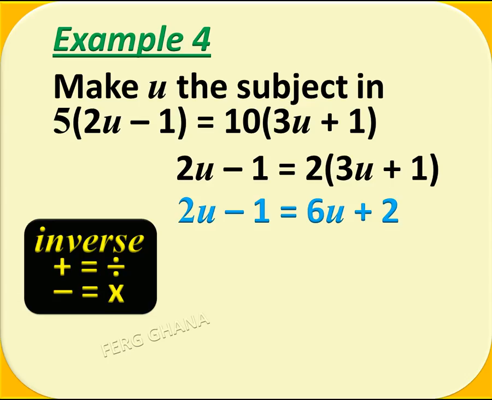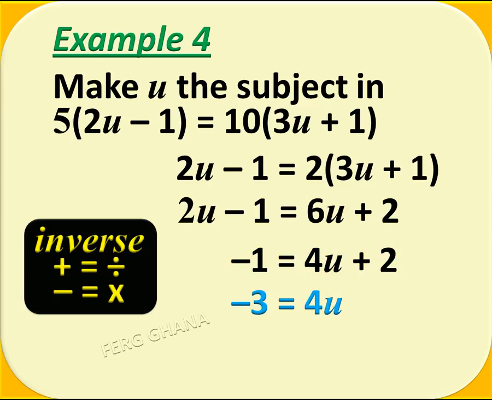Here, we have to subtract 2u from both sides, and 6u minus 2u gives us 4u. So we now bring down the -1 = 4u + 2. Now, we subtract 2 from both sides of the equation, and the 2, by inverse, gives us negative 2. So we write down -3 = 4u.